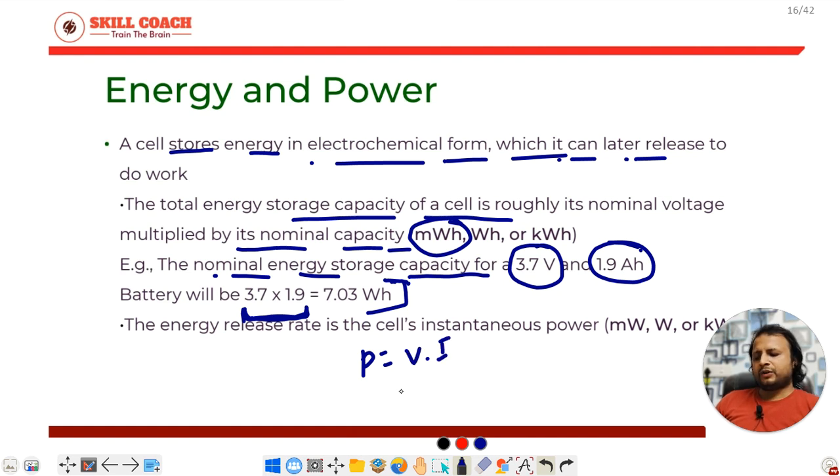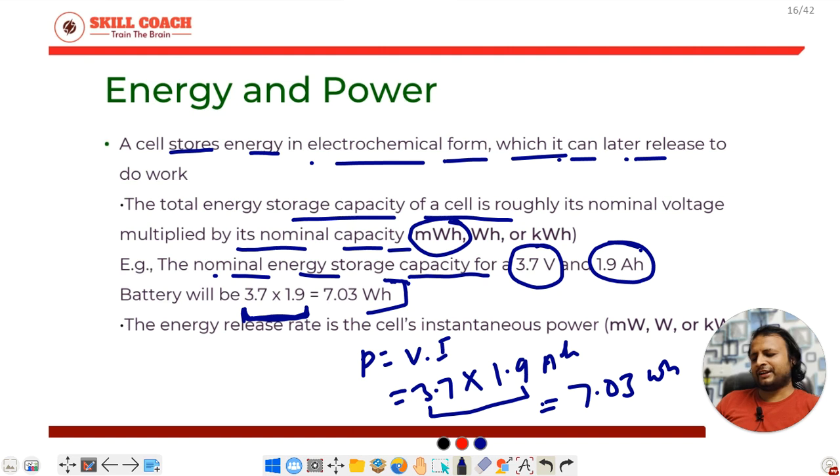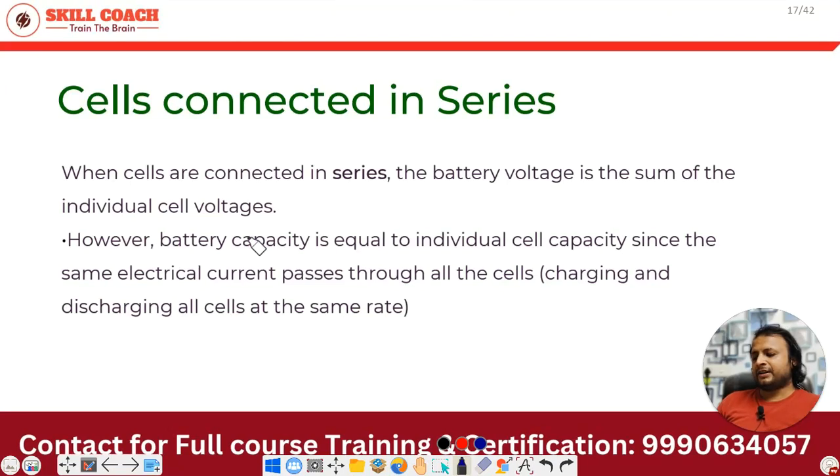So V is what? 3.7, and I is what? 1.9 Ah. So what will you get? Multiply 3.7 and 1.9, you will get 7.03, if my calculation is not wrong here. You can cross verify it. The energy release rate is the cell's instantaneous power, that is, at which rate the cell is releasing the energy.